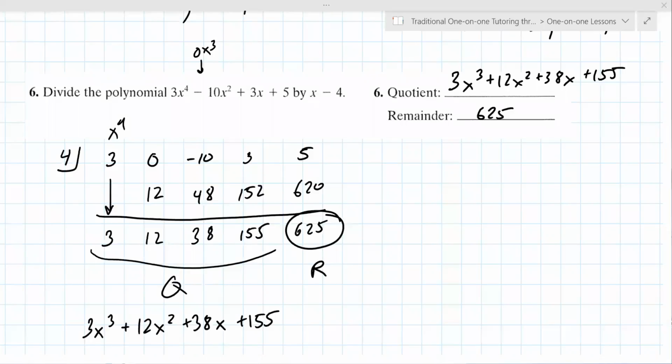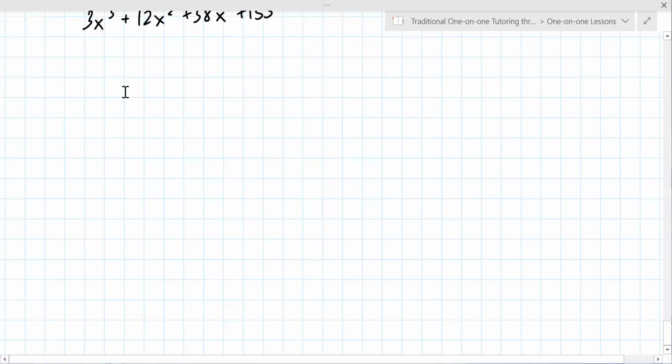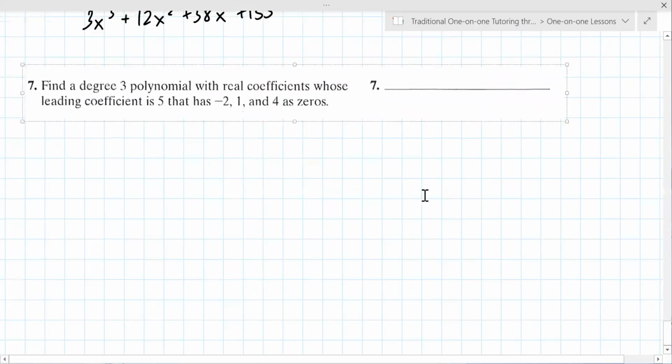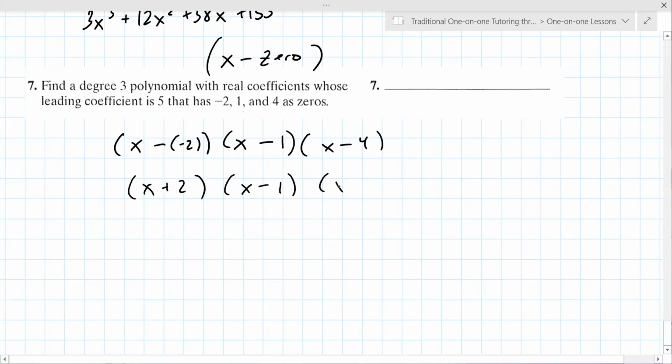Let's take a look at 7. Find a degree 3 polynomial with real coefficients whose leading coefficient is 5 that has -2, 1, and 4 as zeros. So this corresponds to x minus -2, x minus 1, and x minus 4. It's always x minus the zero. So this first one will become x plus 2, then x minus 1, then x minus 4.